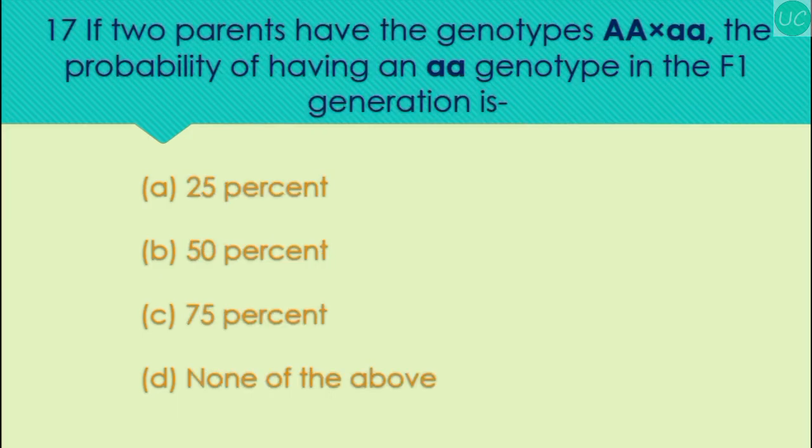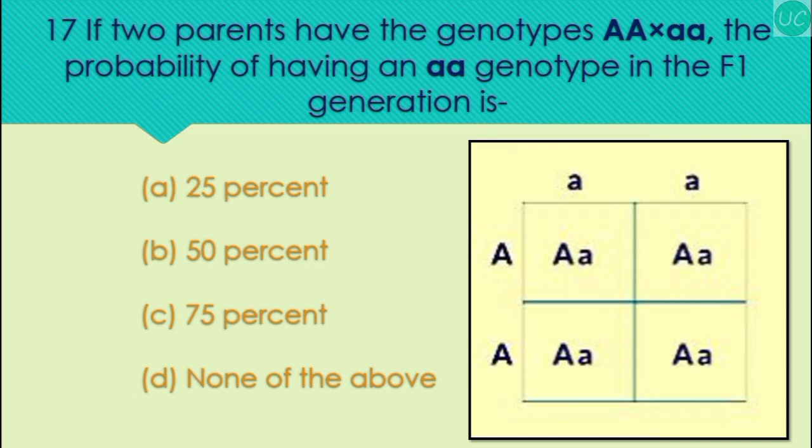Okay, our next question is, if two parents have genotype A, that is homozygous dominant crossed with recessive homozygous, the probability of having an AA genotype in the F1 generation is. So as you can see from the Punnett square, the probability of having a recessive homozygous genotype is 0. So the correct option over here is D, that is none of the above.